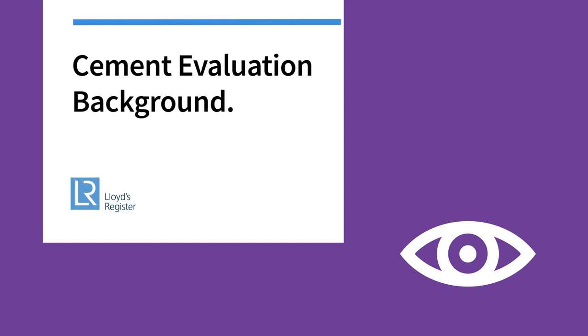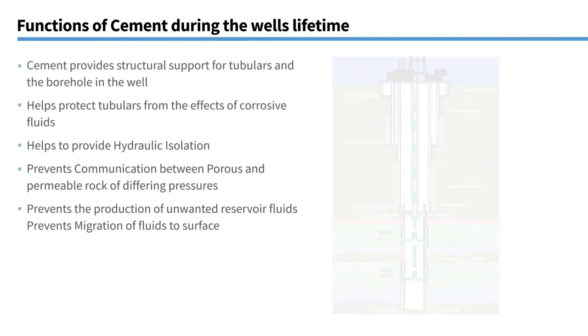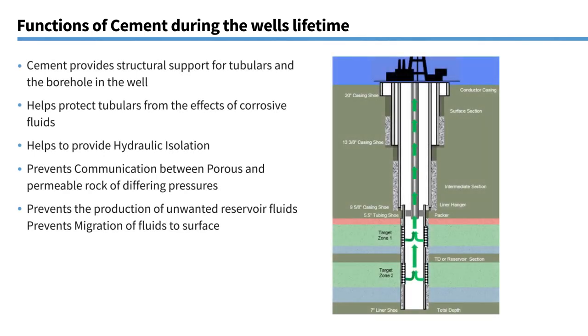So a bit of background on cement evaluation. I'm quite sure a lot of you will be fully aware of this, but just as a summary, why do we need cement in the first place? Well, it is going to provide structural stability to the casing that's in place. It can also protect the pipes from the effects of corrosive fluids. But most of all, its main purpose is to provide hydraulic isolation, otherwise known as barriers, within the annular space between the pipe and the formation wall. By putting in cement, it allows us to produce from the targeted zones where we've perforated and not other zones.